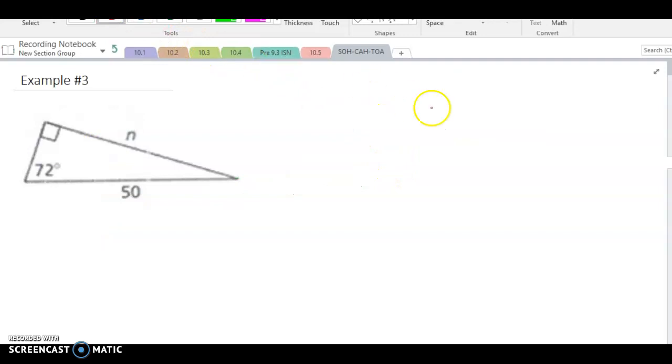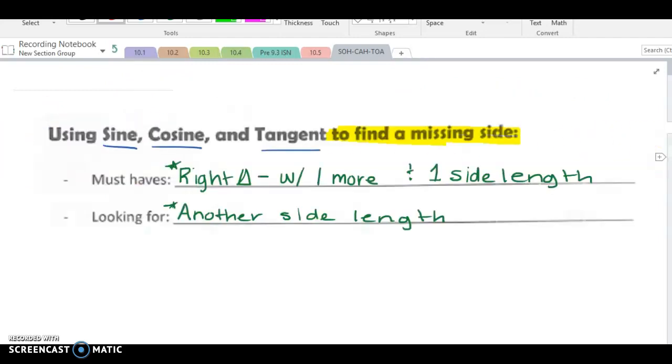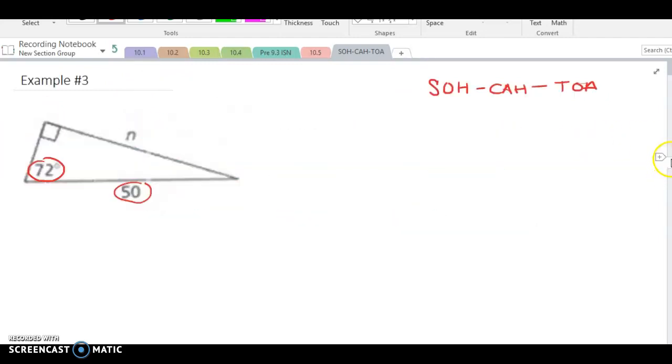All right, let's do one more. SOH-CAH-TOA. I have a right triangle, I have one angle, and I have one side length. I'm looking for another side length, so I've satisfied this. Let's label each of these sides. Opposite of the right angle is my hypotenuse. Opposite of my reference angle is my opposite, and then the side left over is my adjacent side.